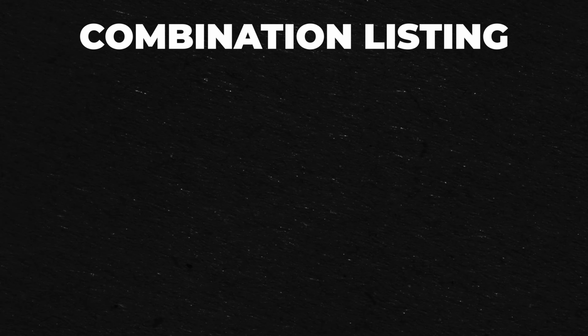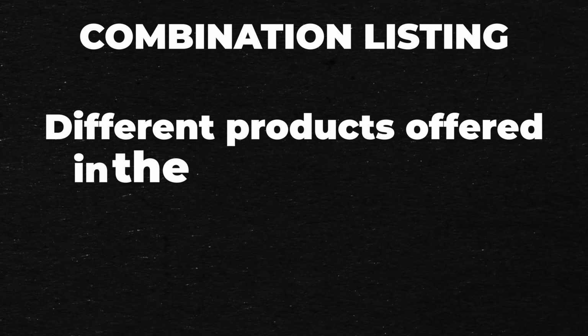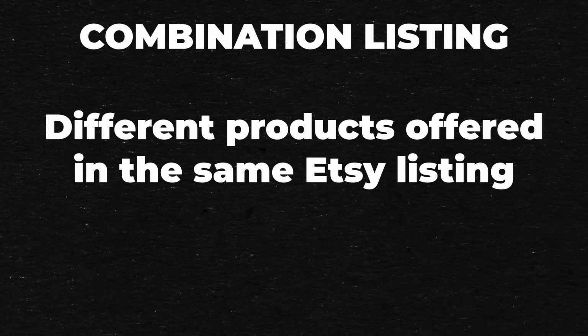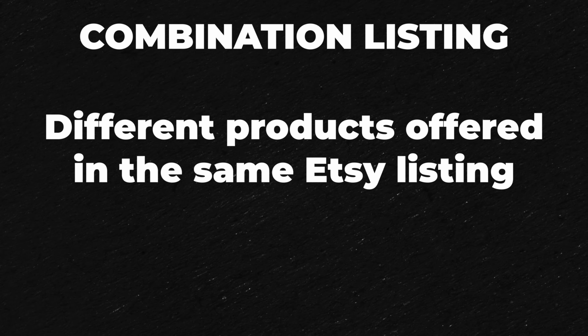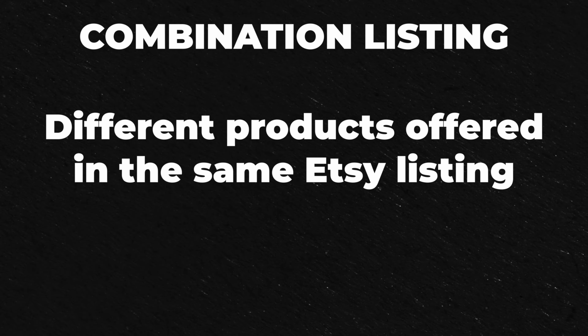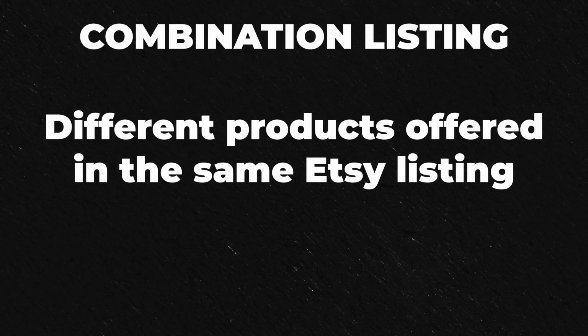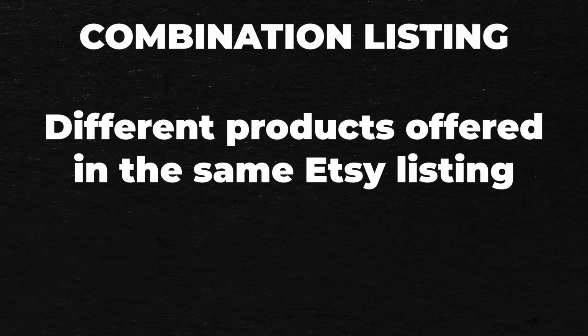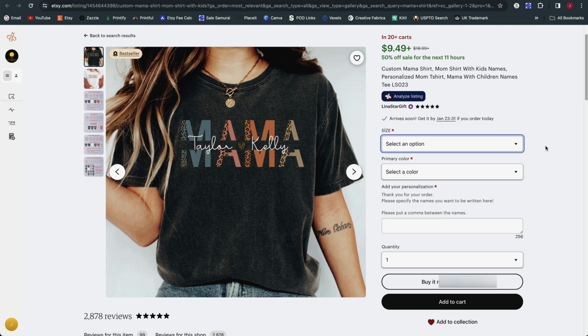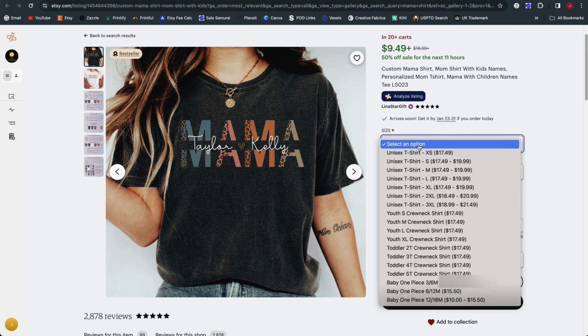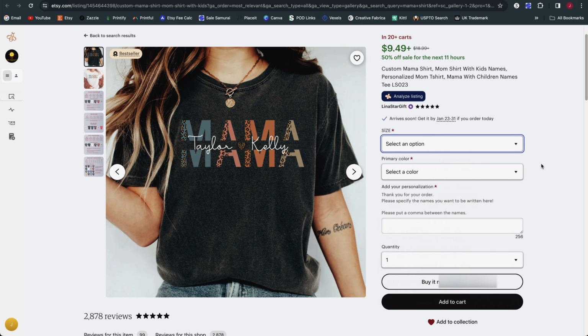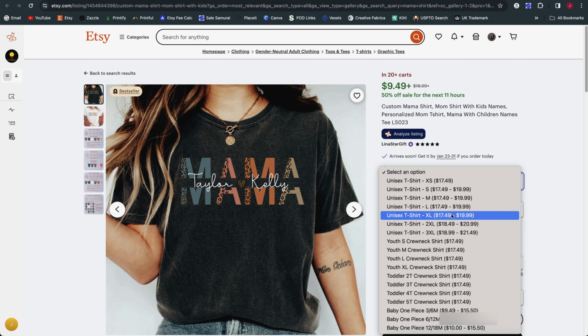A combination listing, or a combo listing, is a listing that sells more than one product within the same listing. So you've manually combined products like t-shirts, sweatshirts, and hoodies, all in the same listing, and the customer can select which one they want. An example of that would be this t-shirt here. We have one design, but over here on the size menu option, we have many different products to choose from. We have t-shirts, youth t-shirts, toddlers, baby one piece. So multiple different products are being offered within this one Etsy listing. This is a combination listing.